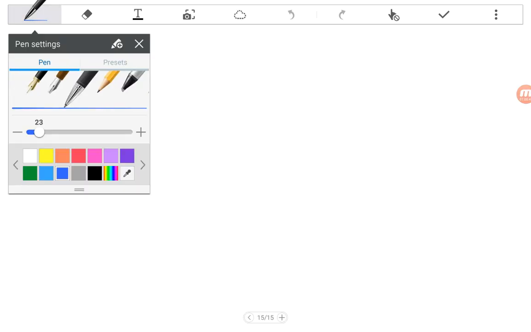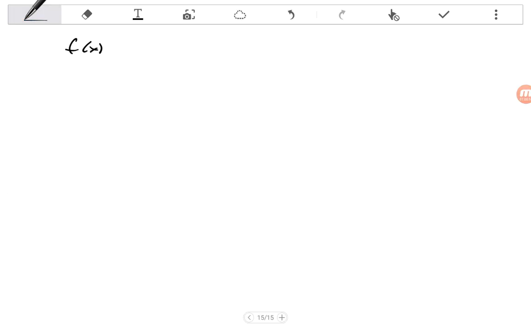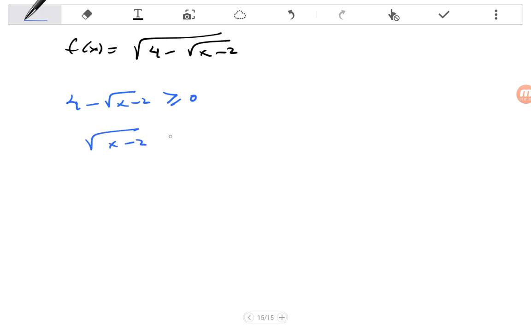For this problem, f of x equals root of 4 minus root x minus 2. Just treat it as usual. 4 minus root x minus 2 greater than or equal to 0, which means that root x minus 2 is less than or equal to 4. So what is the solution in this case? Could I square both sides or not? Yes, in this case I could square both sides.